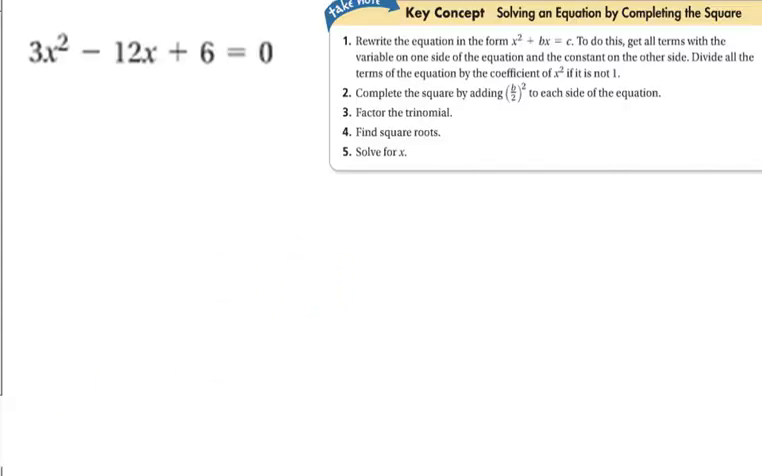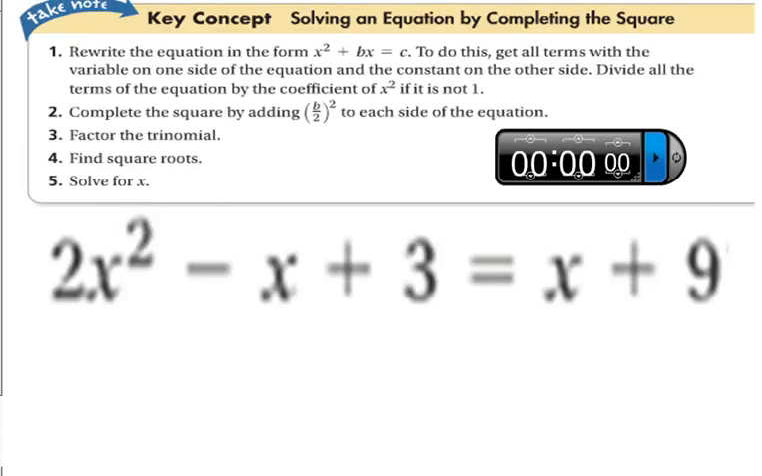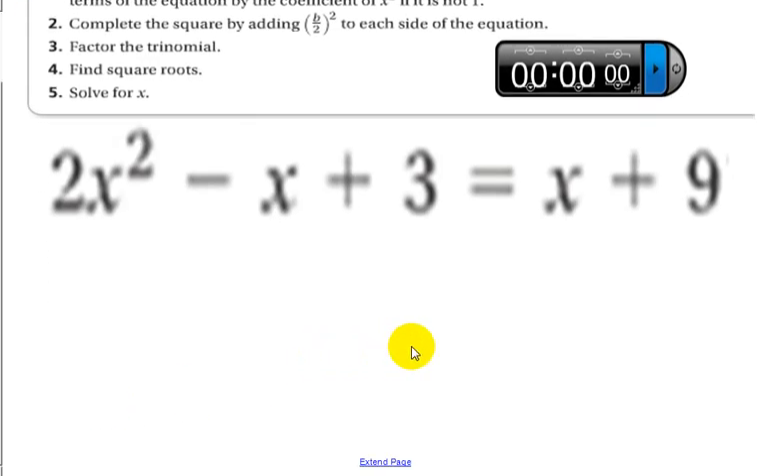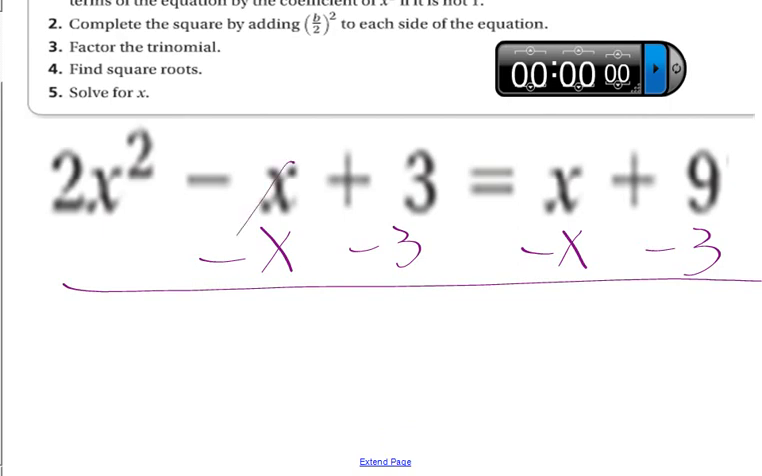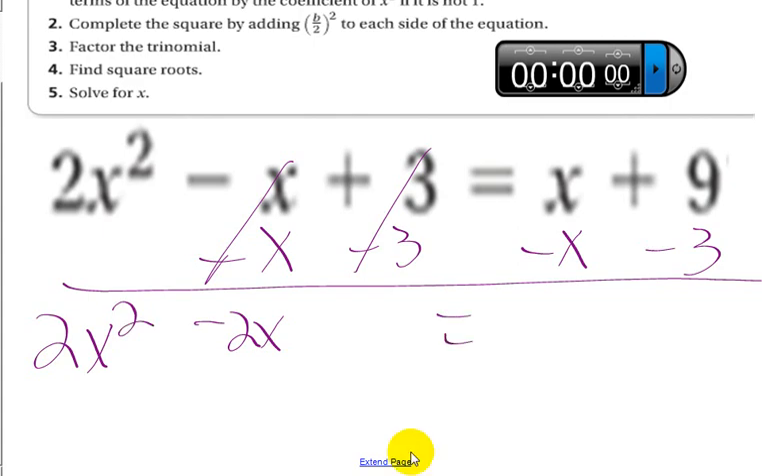Okay, so watch with me while I walk through this on the board. All right, so our first step is to do what? Get all the variables on one side and the constants on the other. So let's get this x over there, and let's get this 3 over here. When you do that, we get a negative 2x. That goes to 0. Carry that straight down. Equals, that goes to 0. And this goes to 6.